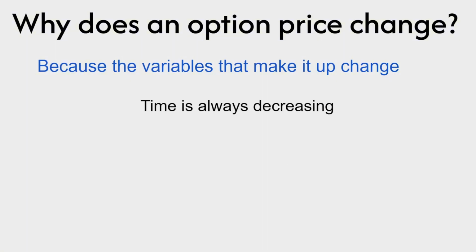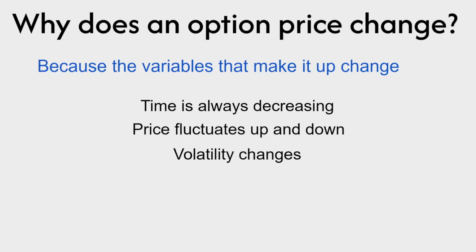Time, it's always decreasing. So if you buy an option at a certain price, as it nears expiration, the price of the option will decrease. Price, it fluctuates up and down. That changes the option price. And volatility also matters.